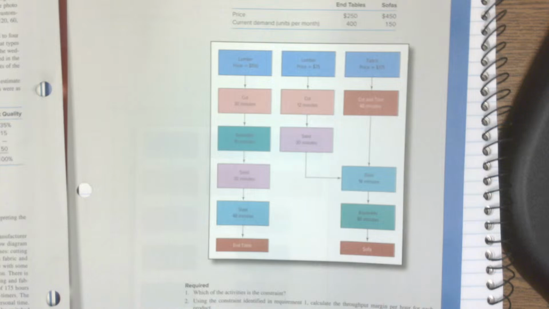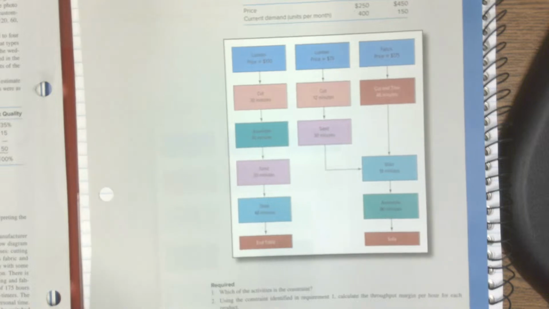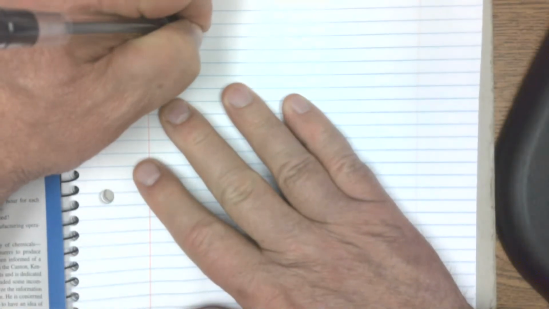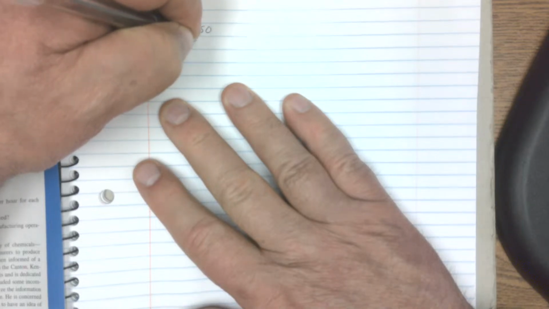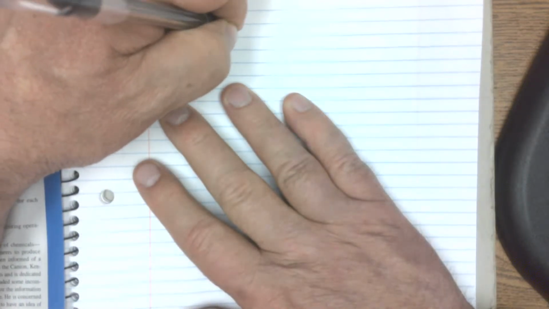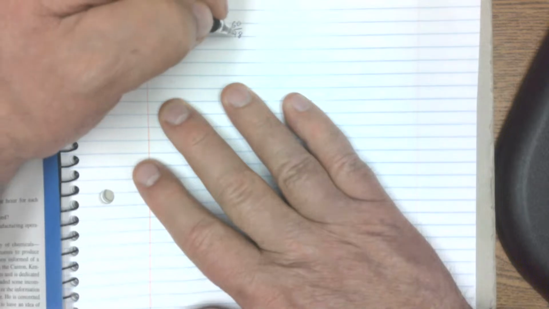Okay, so we solved which one's the constraint. Using the constraint, calculate the throughput margin per hour for each product. Okay, so throughput margin per hour for the end table is $250 times 60 divided by 48. An hour is 60 minutes, divided by 48.